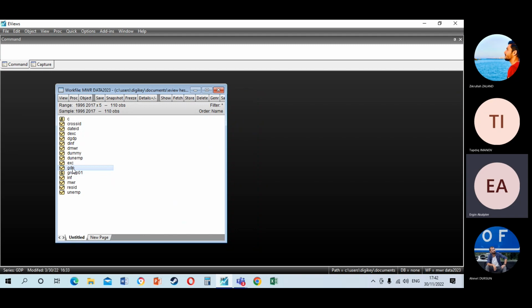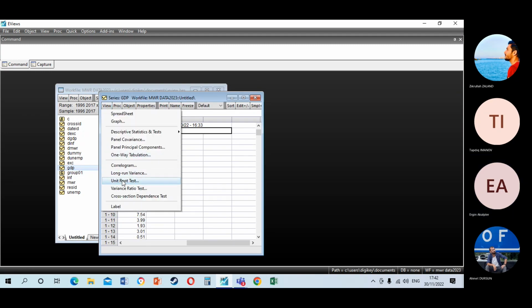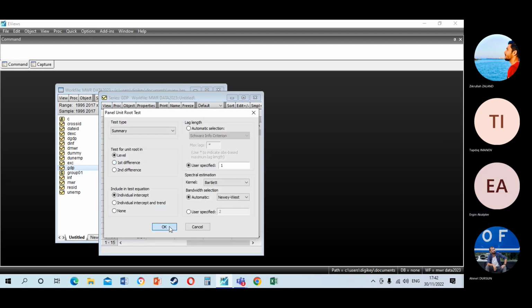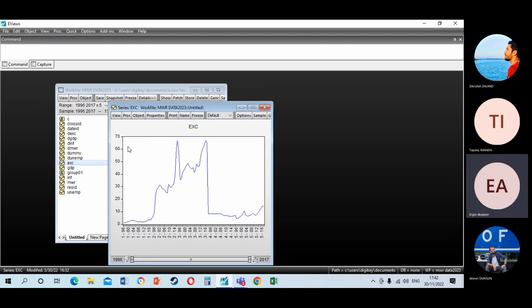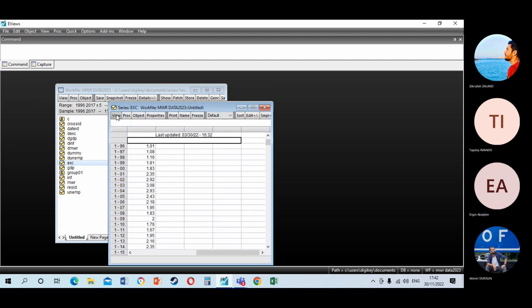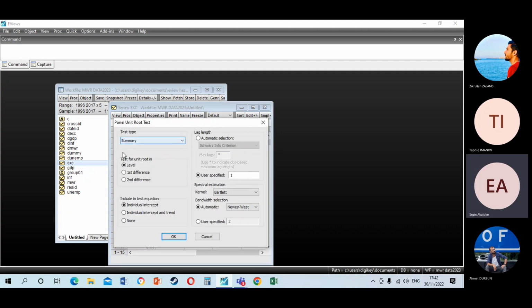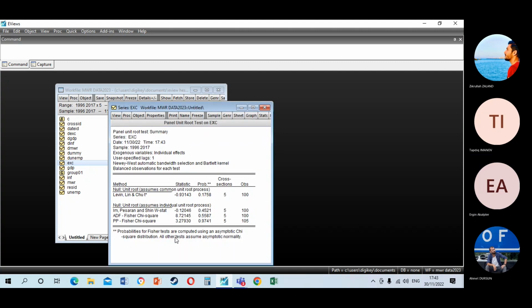We can go to the GDP root. It is again not satisfied. T values higher. In some cases it is satisfied. It can be accepted at level also. You go to the unit root. It is not satisfied. The p-value is higher. T-star is also not good.